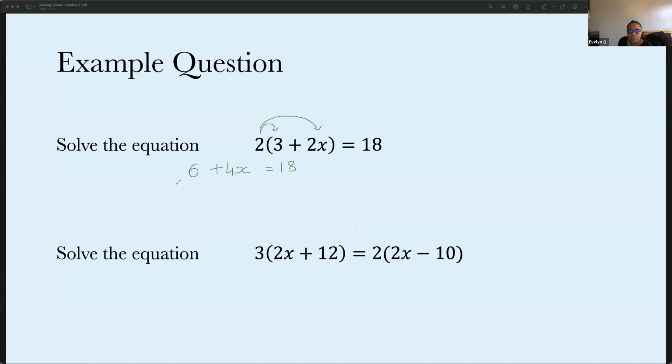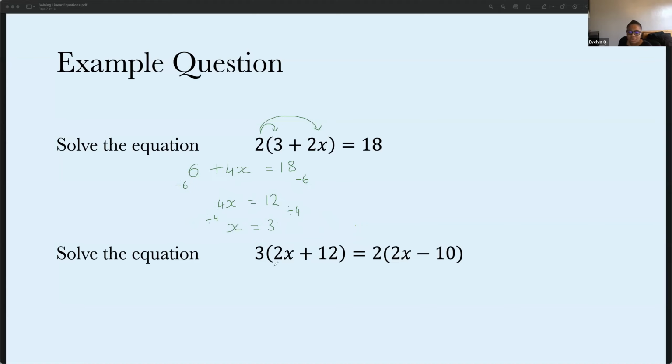Now I want to get rid of my 6, so I'm going to subtract 6 on both sides. So I've got 4x equals 18 minus 6. 18 minus 6 is 12. And then the last thing to do is to divide by 4 on both sides. So I've got x equals 12 divided by 4, and 12 divided by 4 is 3. So that should be your first answer.